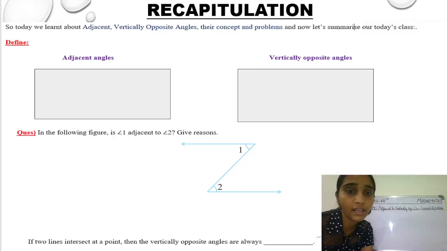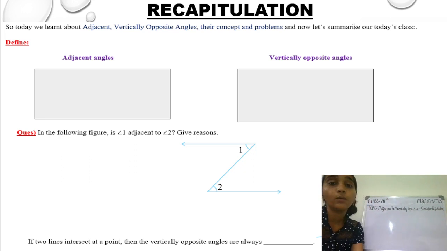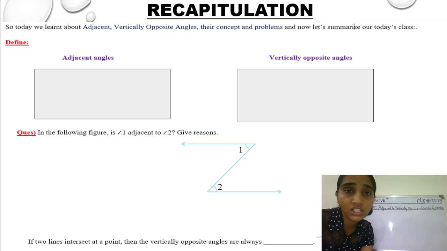So students, today we have learnt about adjacent angles, vertically opposite angles, their concept and the problems. So what are adjacent angles? Yes, those angles which have a common vertex, a common arm, and their non-common arms are on either side of the common arm. They are adjacent to each other. And vertically opposite angles are those which are opposite to each other and also they are equal.